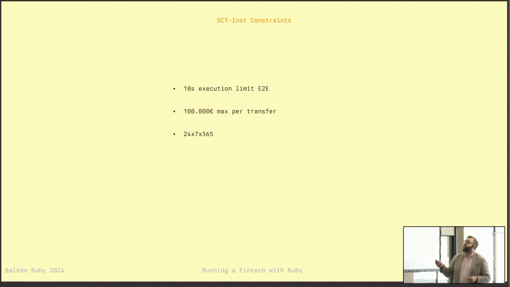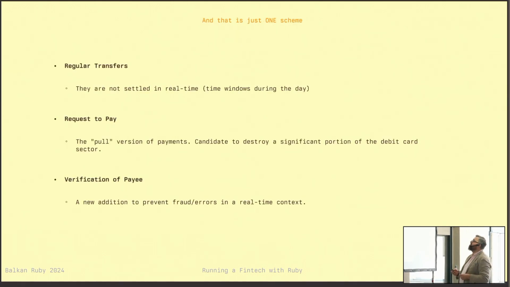So it's kind of a hard constraint for them, just to get to internet standards for their operation. All this stuff that I have mentioned is just one scheme, the SEPA credit transfer instantaneous. And eventually, most PSPs have to support many other schemes.